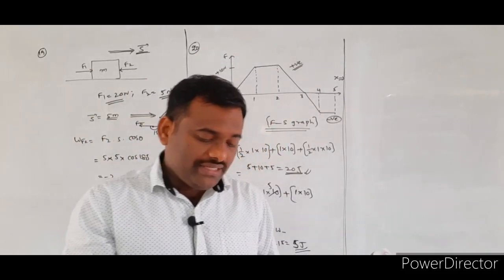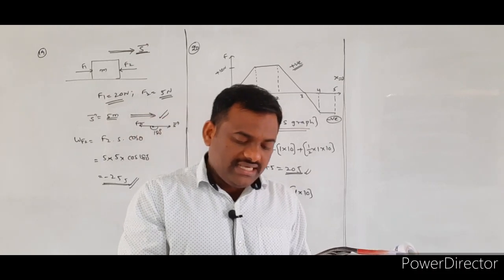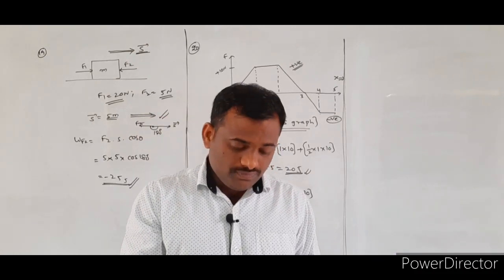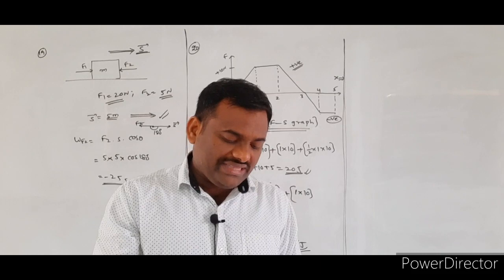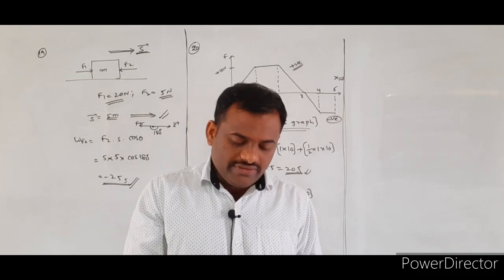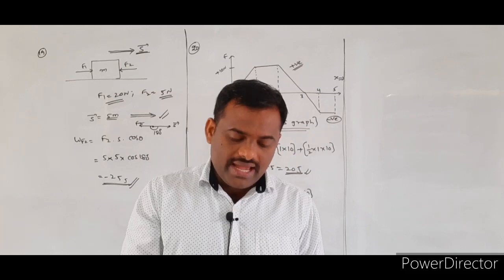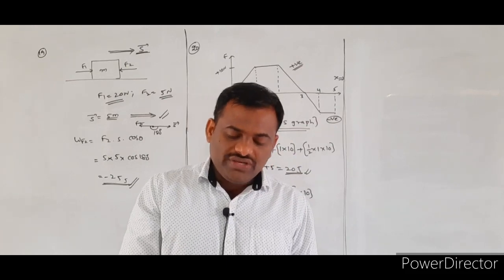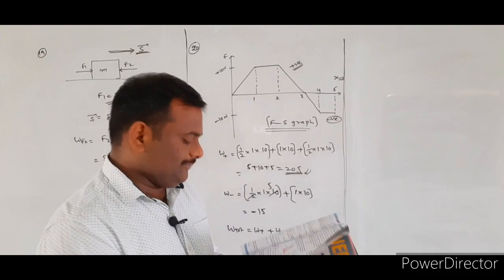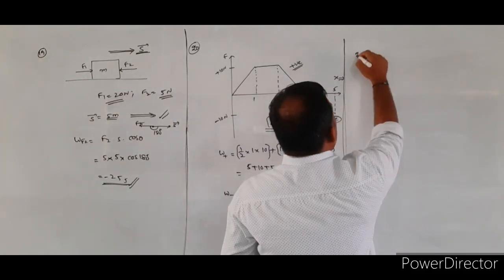Next, problem number 21. A man of mass 50 kg is standing in an elevator. If the elevator is moving up with an acceleration of g by 3, find the work done by the normal reaction of the floor of the elevator on the man when the elevator moves a distance of 12 meters. So, important problem 21.